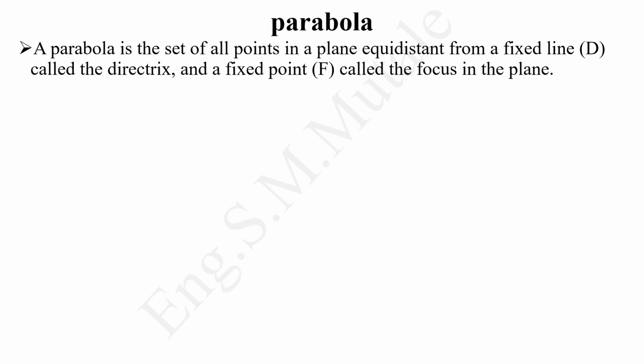By definition, a parabola is a set of all points in a plane equidistant from a fixed line D, which we call the directrix, and a fixed point F, which is the focus of the plane. Under parabola, we are going to look at four forms in which you can write the equation of a parabola. This one is a parabola centered at the origin, though it can be shifted to the left or right.